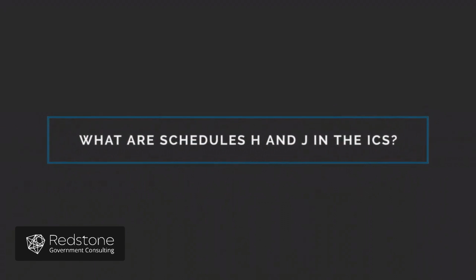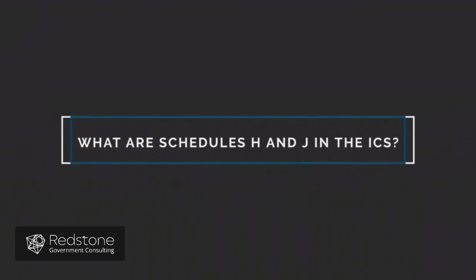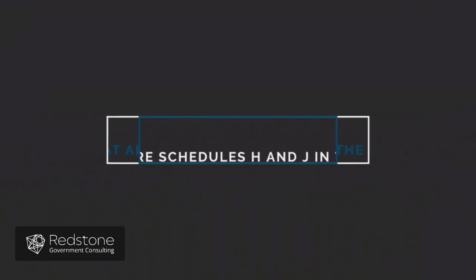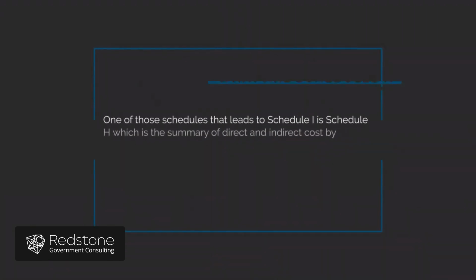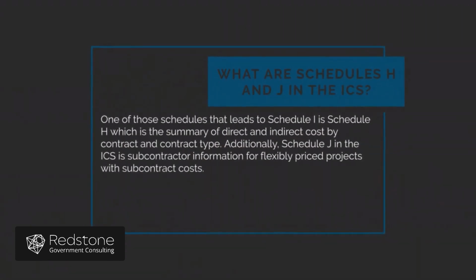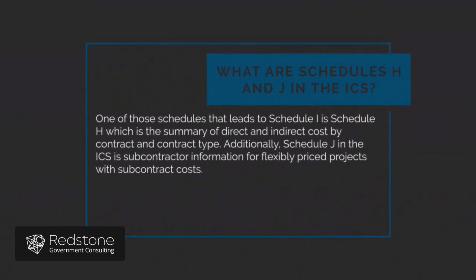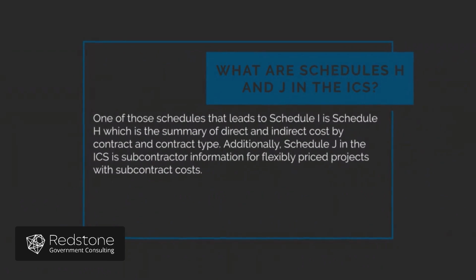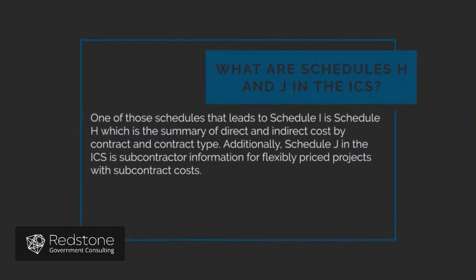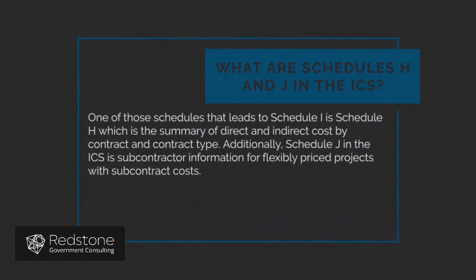Each schedule in the incurred cost submission is responsible for a piece that culminates on Schedule I, which is the presentation of cumulative cost incurred, cumulative billings, and the calculation of the over or under billing amount. One of these schedules that leads to Schedule I is Schedule H, which is the summary of direct and indirect costs by contract and contract type. Additionally, Schedule J in the ICS is subcontractor information for flexibly priced projects with subcontract costs.